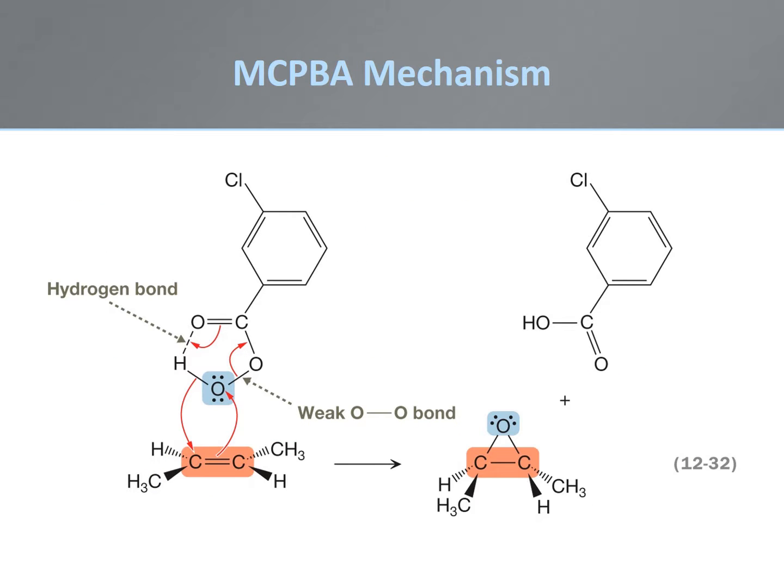In the mechanism for this reaction, an oxygen atom is added across the pi bond to generate the epoxide. Note that there is a hydrogen bond between the peroxy hydrogen and the carbonyl oxygen in the transition state for this reaction, which facilitates the transfer of a proton to the carbonyl oxygen to form the acid byproduct.